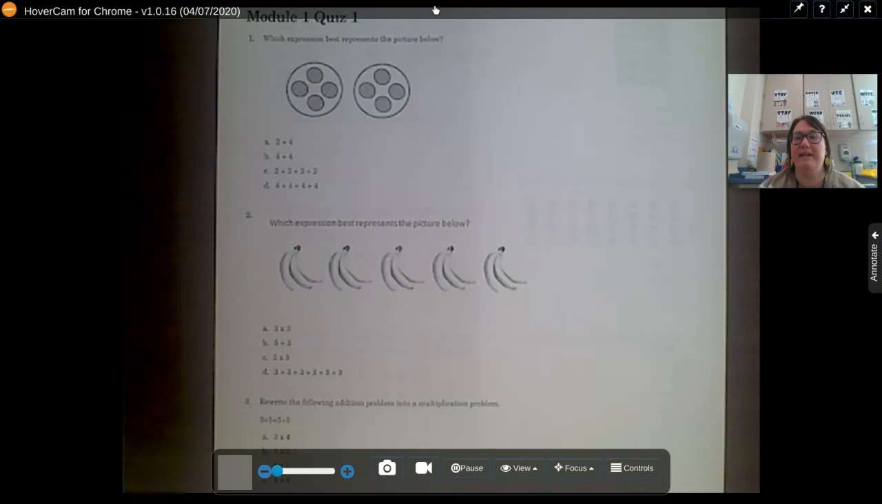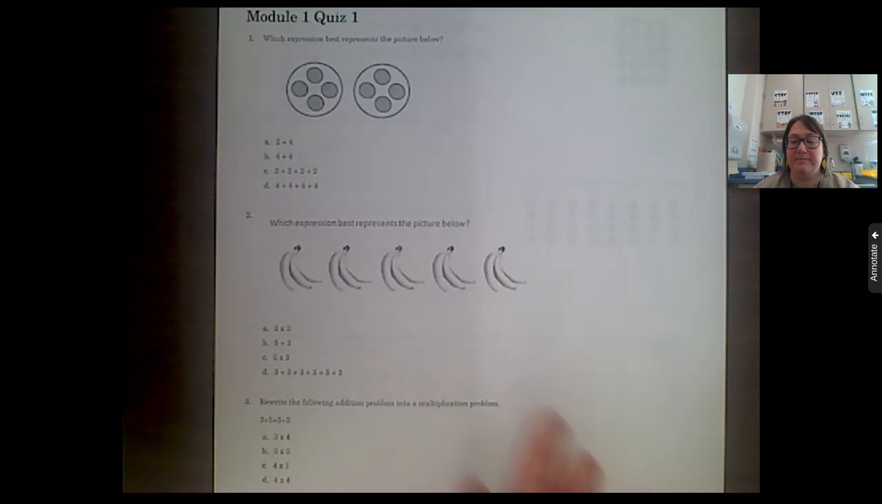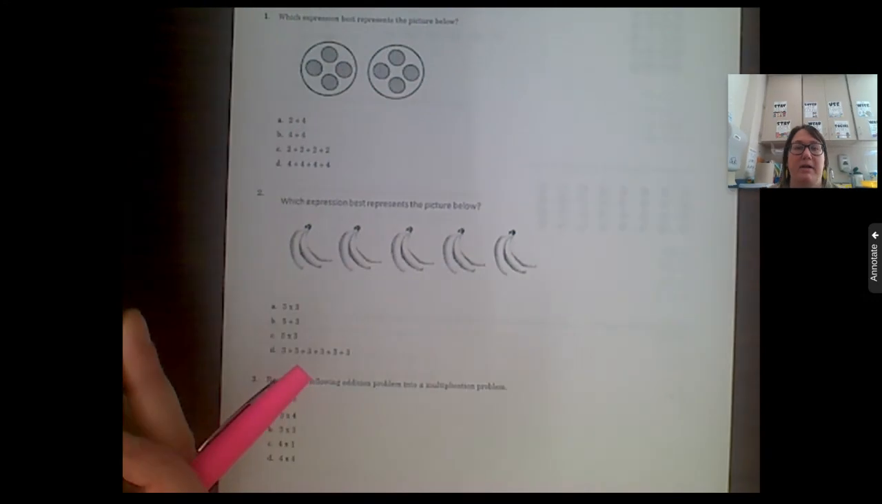Hi, third graders. We are getting ready for our first mid-module assessment, which is just a little quiz that we take in the middle of our first unit on multiplication and division.